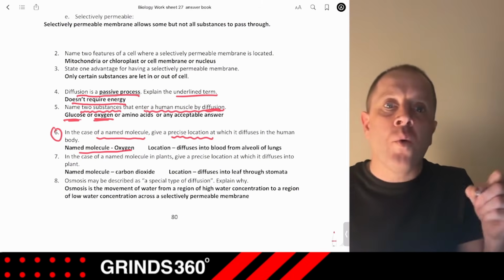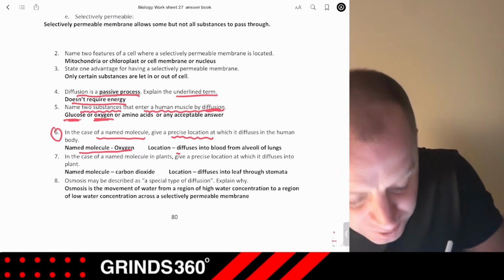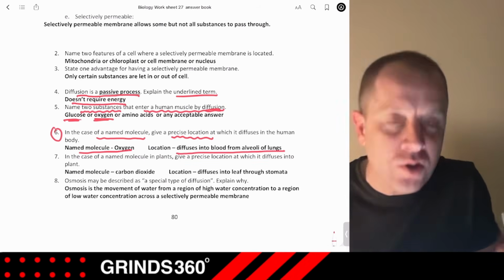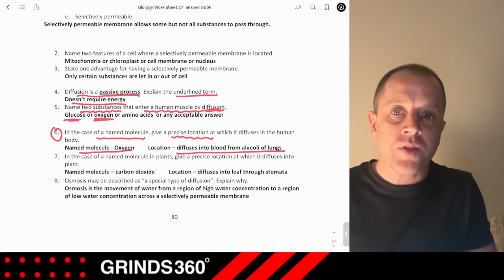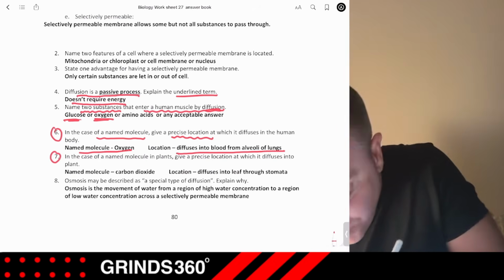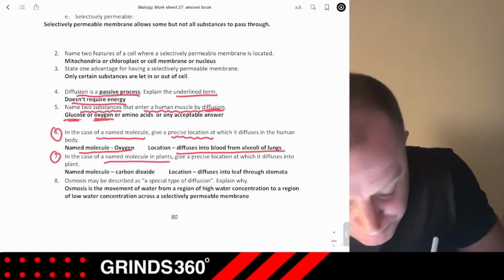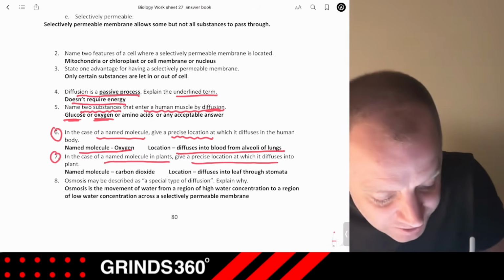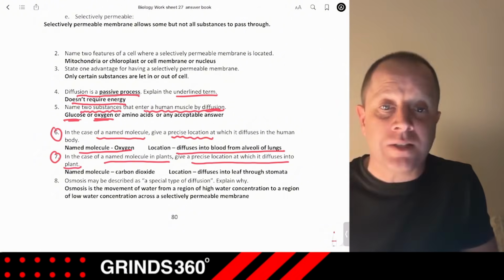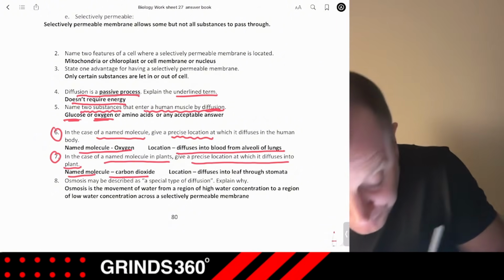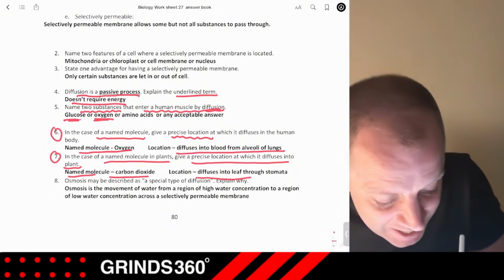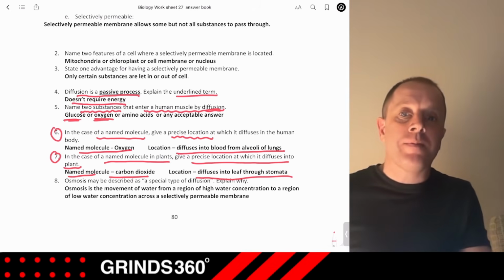Oxygen. Where does it diffuse into your body? It diffuses into your body from your lungs. There you go. You need to know that. You need to know the same for the leaf. In the case of a named molecule, give the precise location at which it diffuses into a plant. Carbon dioxide. And it diffuses into the leaf through the stomata.